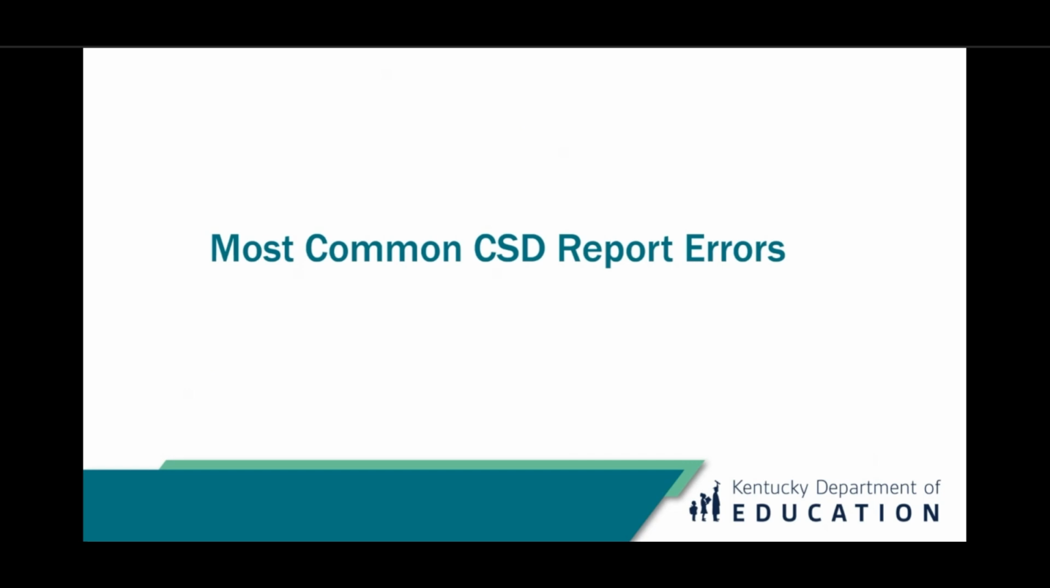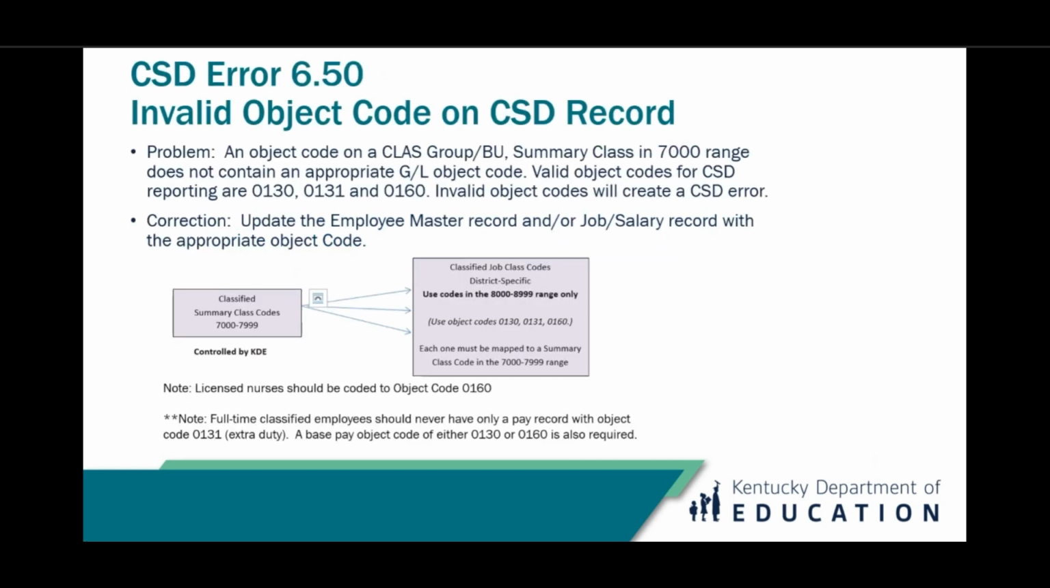So these are your most common CSD report errors. The first one is 6.5, an invalid object code on CSD record. The problem here is that an object code on the class group VU summary class in the 7,000 range does not contain the appropriate GL object code. Valid object codes for CSD reporting are 0130, 31, and 60. Invalid object codes will create a CSD error. So the correction here is to update the employee master record and/or job salary record with the appropriate object code.